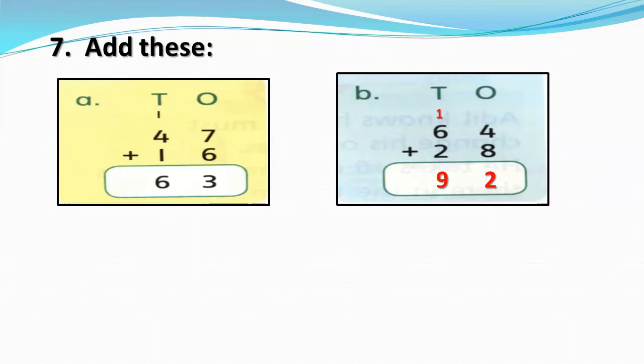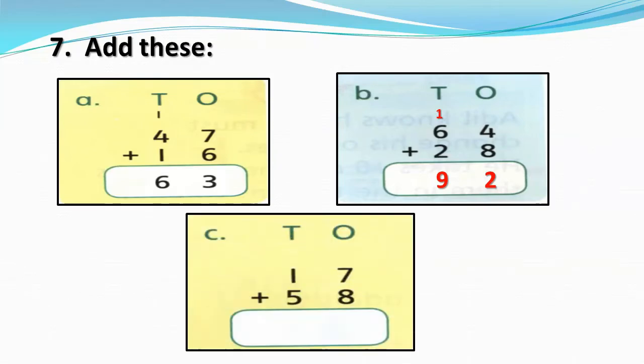Now add 58 to 17. 7 plus 8 equals 15. So we will write 5 ones and 1 ten will convert into tens. Now add tens. 1 plus 1 equals 2 and 2 plus 5 equals 7. So the answer is 75.